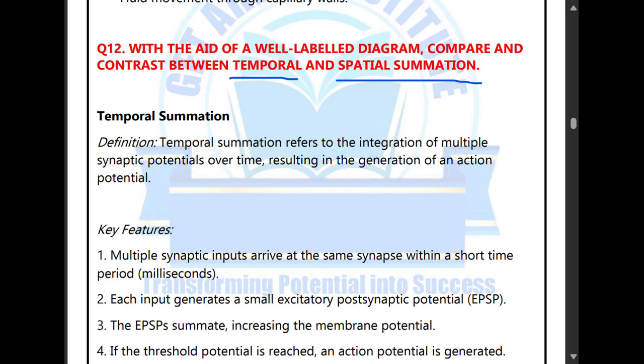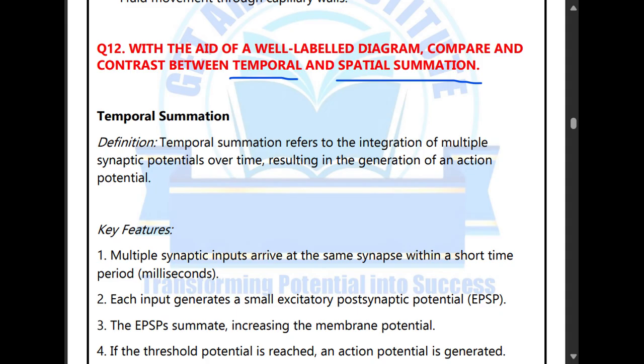Okay, now we said that for us to grade the resting membrane potential until it reaches threshold, we need to have more of the excitatory postsynaptic potentials compared to the inhibitory postsynaptic potentials. In order for us to achieve that, we have two major ways through which the graded potential can be achieved for us to reach threshold. That is where we have temporal summation and spatial summation.